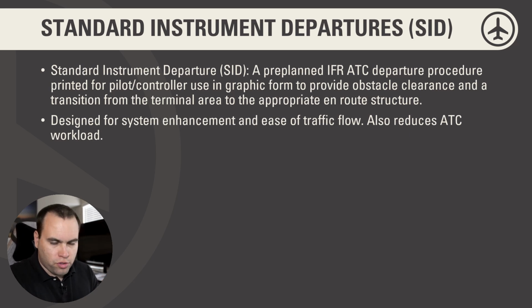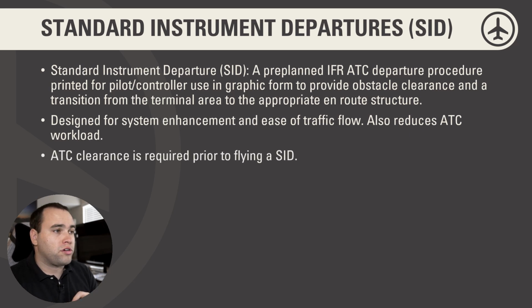And they had to give you altitudes, all that kind of stuff. It's a lot of extra work for them. So these SIDs are designed to take a lot of that workload off of ATC, so they can just clear you for a SID, and then they can kind of go hands off and let you do your thing. It just reduces their workload significantly. ATC clearance is required to fly a SID, unlike the ODP, so keep that in mind.